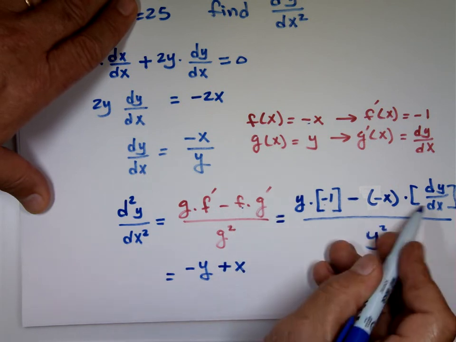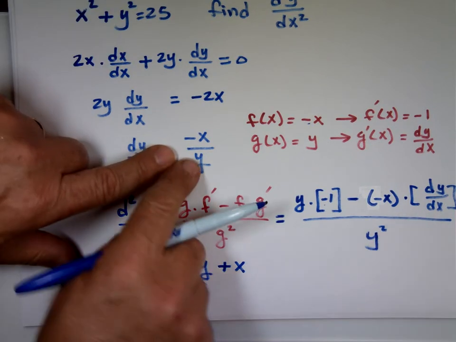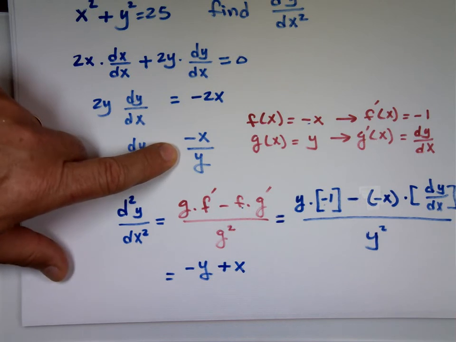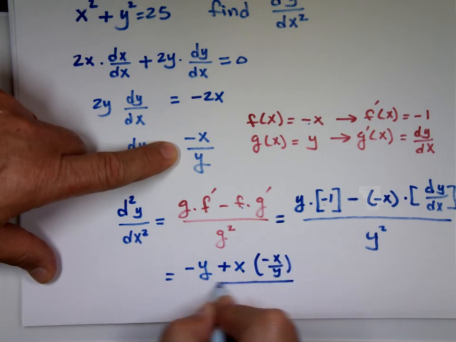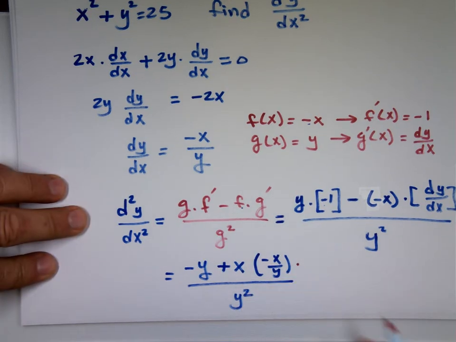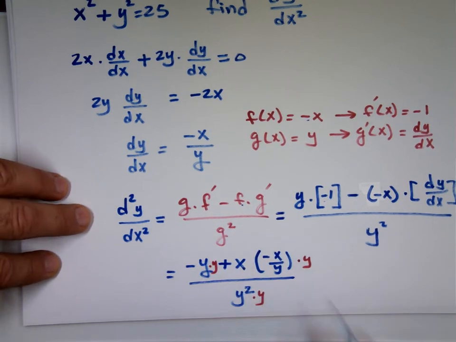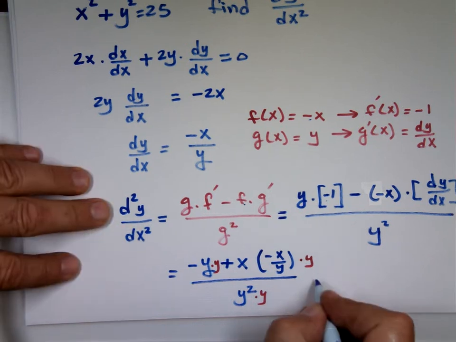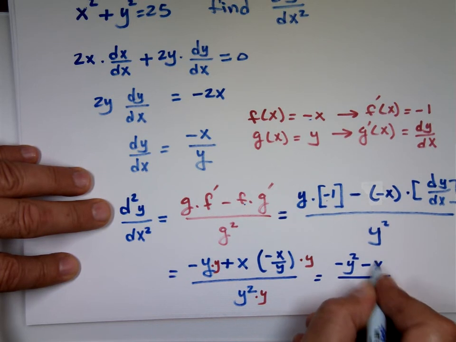But wait a minute, don't write dy/dx. Why? Do we know what dy/dx is? We just got that answer, right? So negative x over y. The whole thing divided by what? Y squared. Now to get rid of that fraction here on the bottom, the quickest way, the easiest way, what do you do? Multiply by y. You multiply every term by the LCD, which is y. So what are we going to have? Negative y squared minus x squared over y to the third.